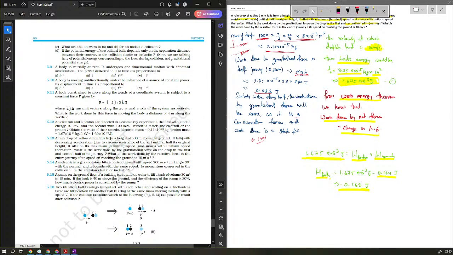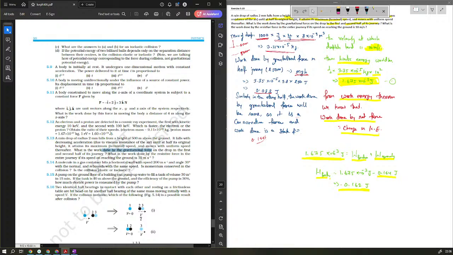So here the journey of the raindrop is considered. It is falling from a height of 500 meter. The concept that we are going to use here is the work energy theorem, which says that the work done by all the forces is equal to the change in kinetic energy of the body. The forces acting are the gravitational force and the resistive force, that is, the resistance due to friction. We have to find the work done by the resistive force and the work done by the gravitational force in the entire journey. If you want the solution, you can refer to this question from my video over here.